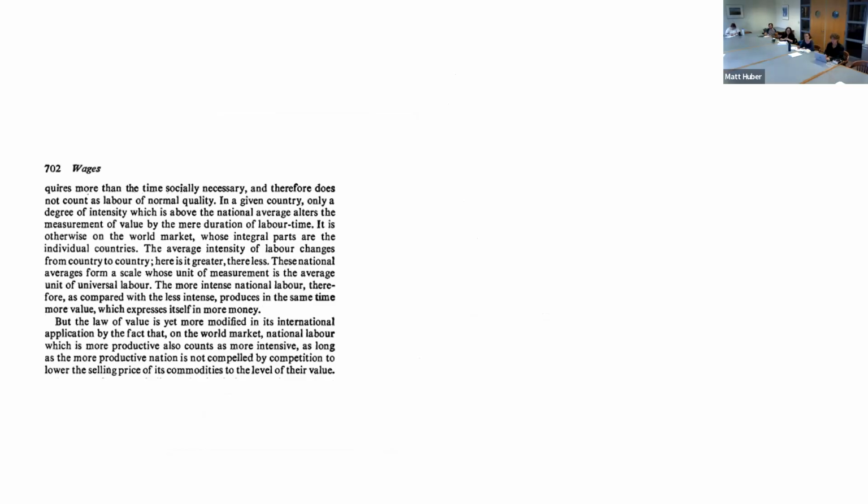But he talks about, and I think those of us that have traveled around the world know, that in a given country there are different intensities of labor, right? People have different cultures of work about breaks and taking time off and this kind of stuff. The average intensity of labor changes from country to country. Here, the national averages form a scale whose unit of measurement is the average unit of universal labor.